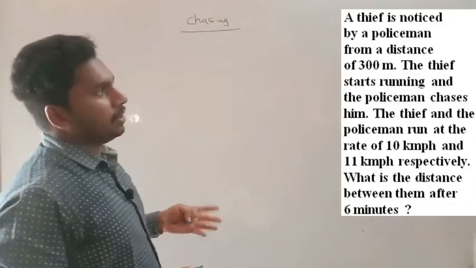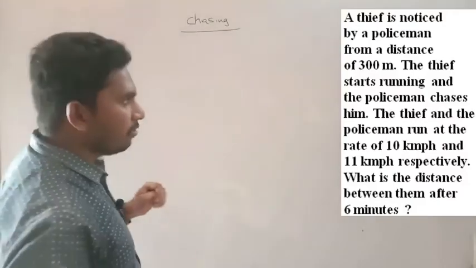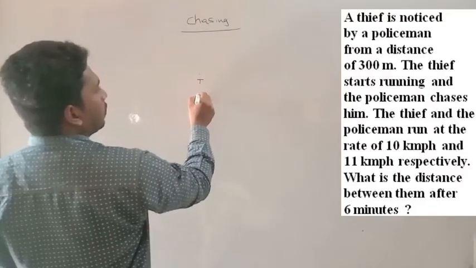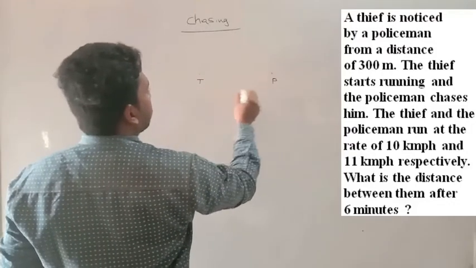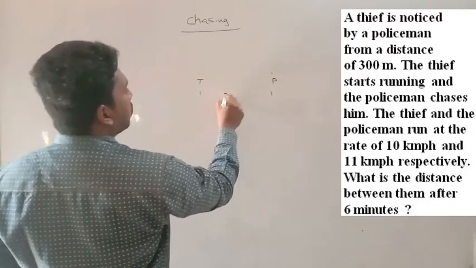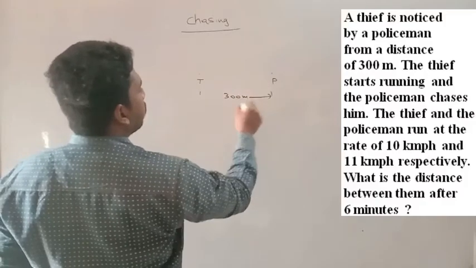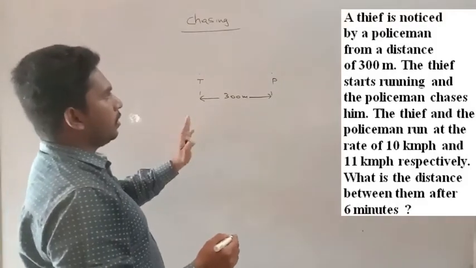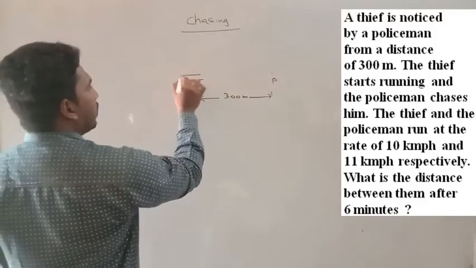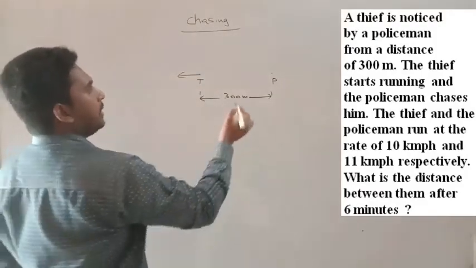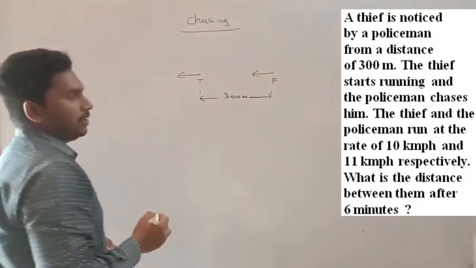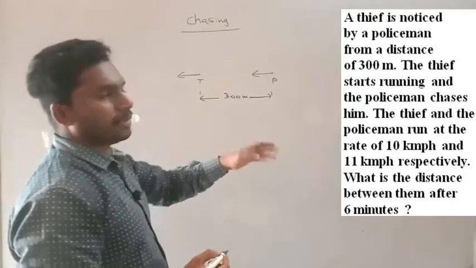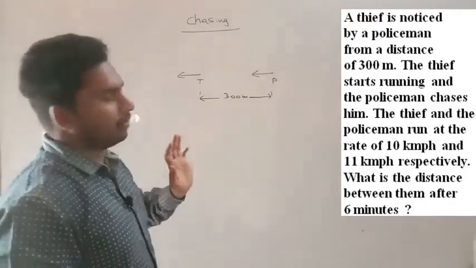A thief is noticed by a policeman from a distance of 300 meters. So the thief was initially here and the policeman was initially here, and they are separated by a distance of 300 meters initially. Immediately after seeing the policeman, the thief started running in this direction and the police started chasing the thief. So this is the pictorial representation of whatever is given in the problem.